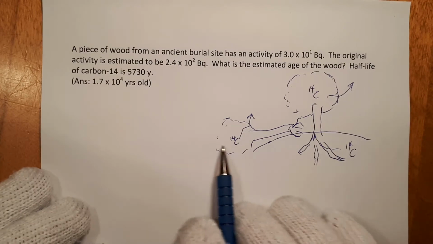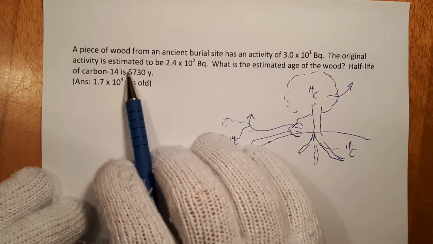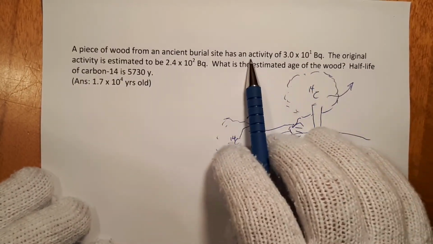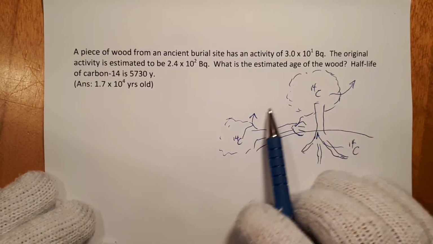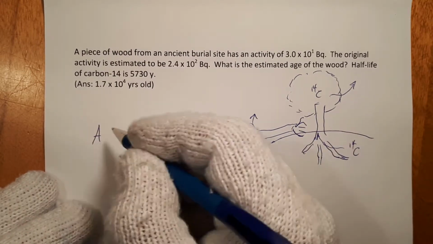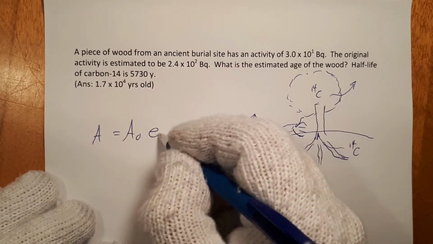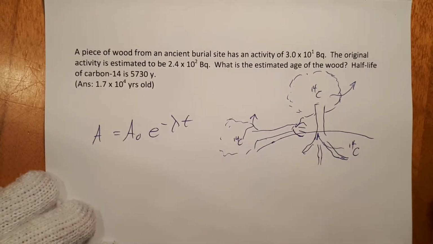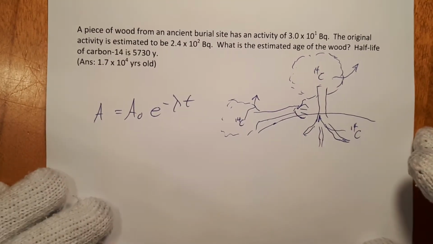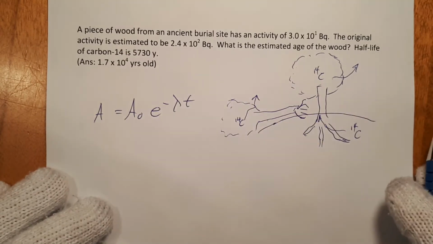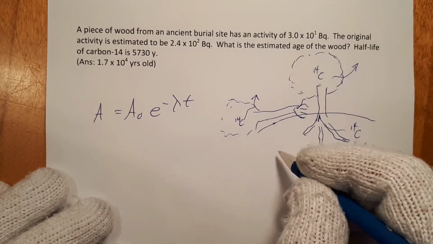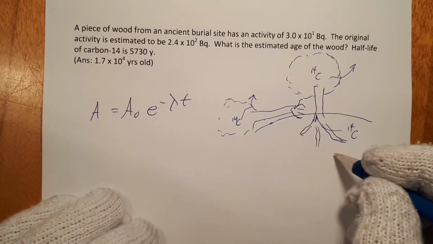The equation we're going to use for this, since we're talking about activity, is the activity equation. A is equal to A naught e to the minus lambda t. Given the information, let's write down what is given. We'll do that here.